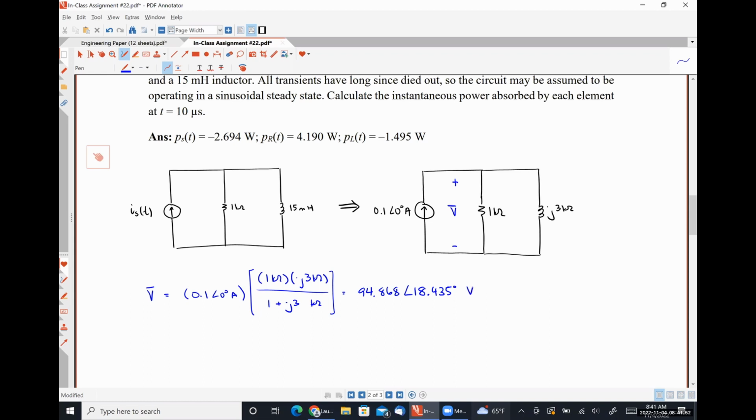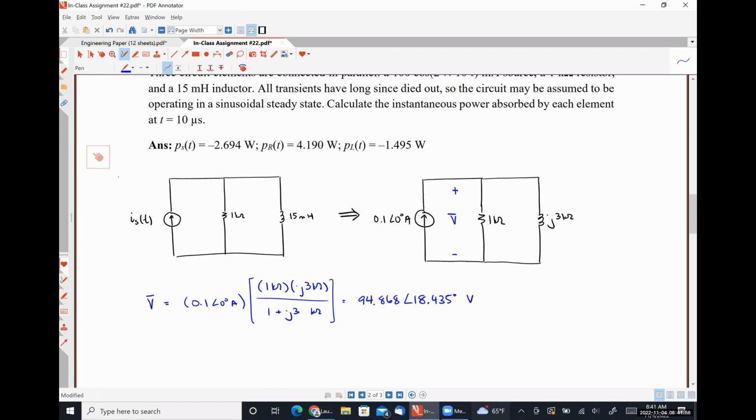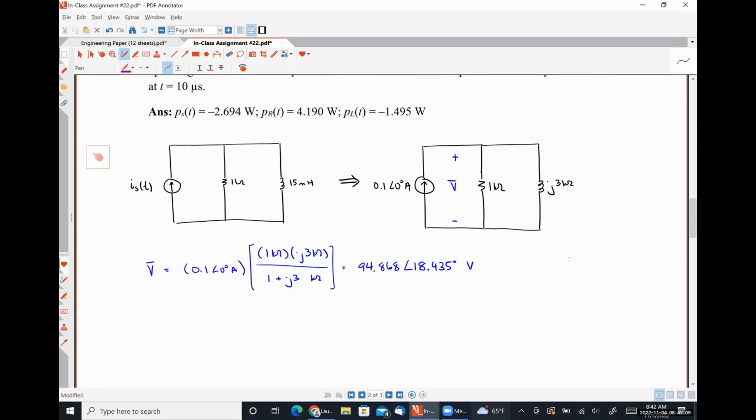Okay. All right. So I'm only going to do one of the instantaneous power calculations for you. So tell me which one you want me to do. The inductor. All right. So for the inductor, let's do this in purple.